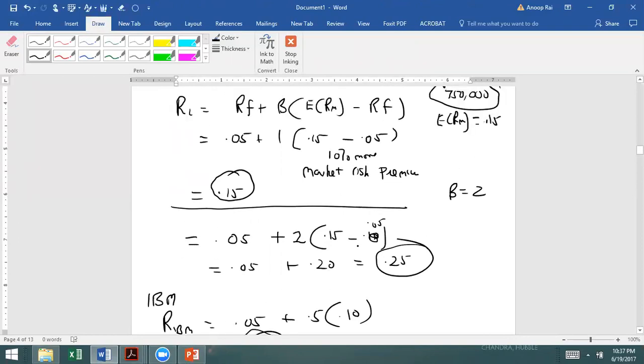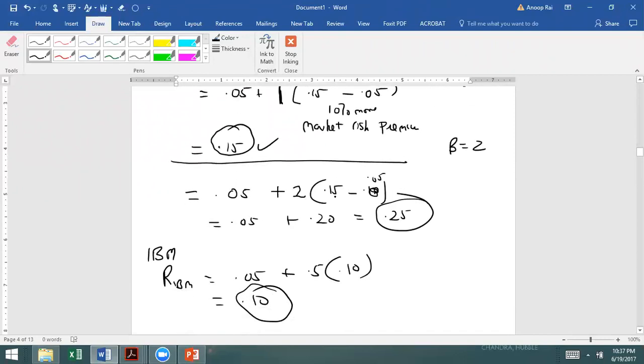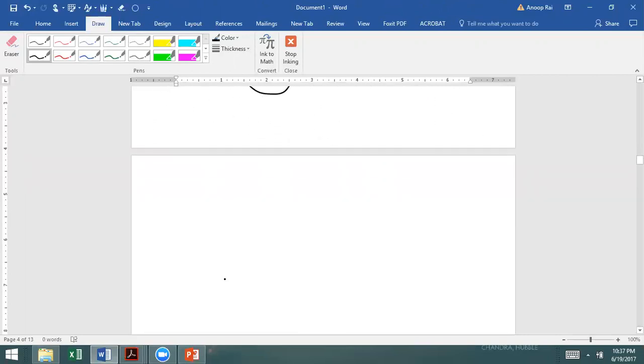So if I invest in the market, that the market beta is 1, I get a 15% return. If I invest in a stock that is twice as risky as the market, I make 0.25. And if I invest half as risky as the market, then I get 0.10. So that's this formula, security market line. It's a very simple and elegant formula.